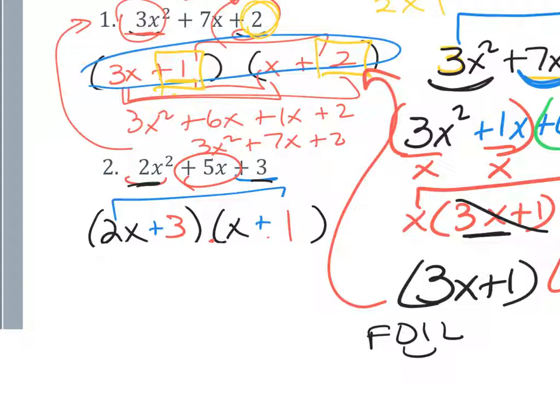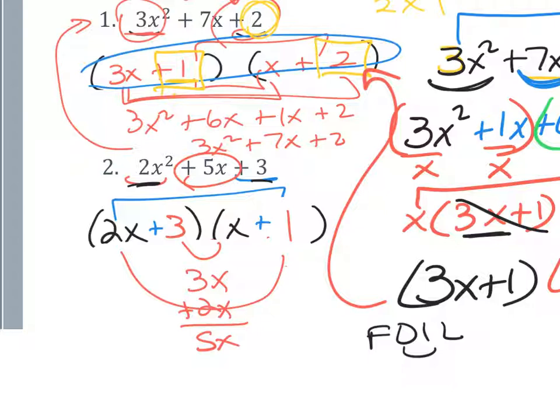And now, we already know first is going to work and last is going to work. We're now just testing the outside and the inside. So again, inside gives me 3x and the outside gives me 2x. When I add them, I get the 5x. So that's my correct factored binomials.